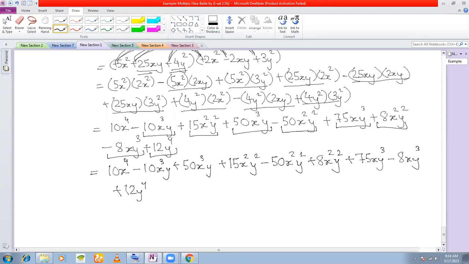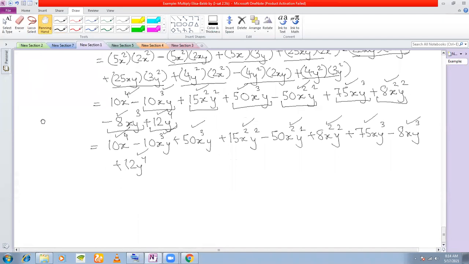Now, not only that, you also try to count the number of terms. How many terms do I have here? 1, 2, 3, 4, 5, 6, 7, 8, 9. I have 9 terms here. Let's check whether I have 9 terms here. 1, 2, 3, 4, 5, 6, 7, 8, 9. Fine. We have 9 terms. That means I have not missed out any term.